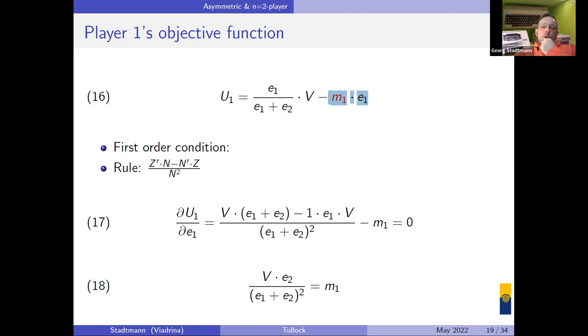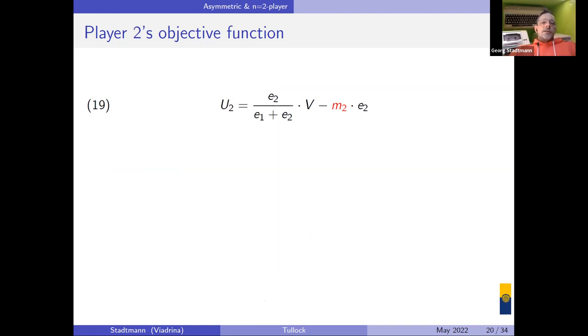And now once more, we can put M1 on the right-hand side of this equation. On the left-hand side, we have V times E1 with a positive sign, and V times E1 with a negative sign. So this drops out so that the numerator becomes V times E2, because the other parts pop up once with a positive sign, once with a negative sign. Great, we have one part which will characterize the optimum, which is equation number 18.